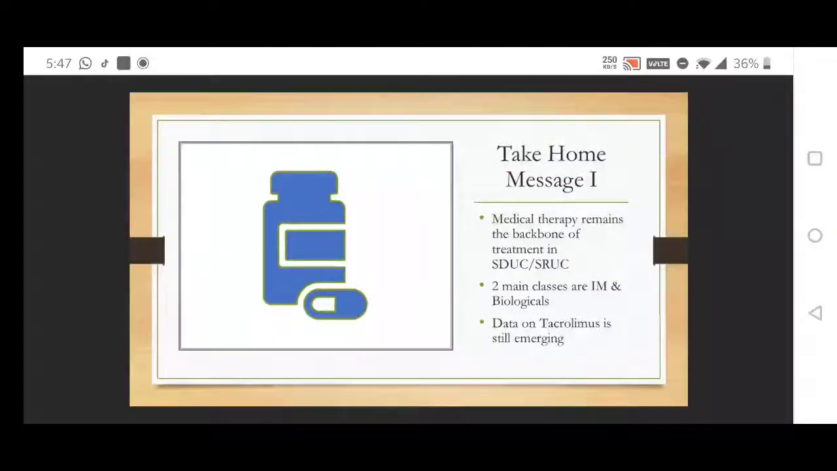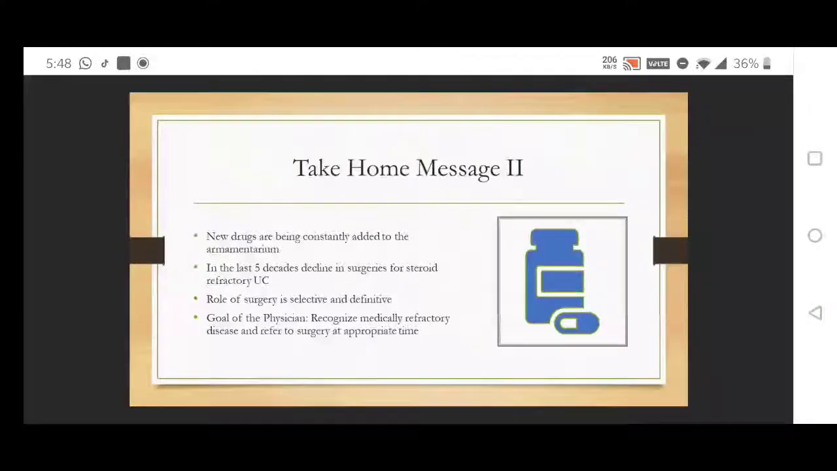So my take-home message of this talk is that medical therapy remains the backbone of treatment for patients with steroid-dependent as well as steroid-refractory ulcerative colitis. We have two main classes of drugs, which are immunomodulators and biologicals. Data on Tacrolimus is still emerging. The newer drugs are constantly being added to the armamentarium, which is good news.